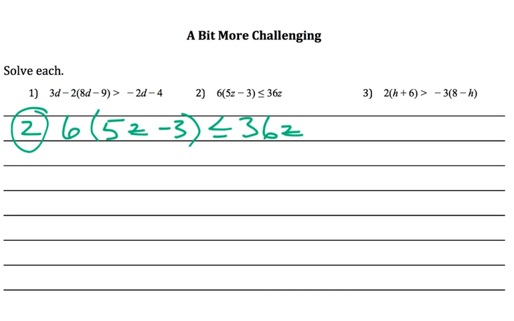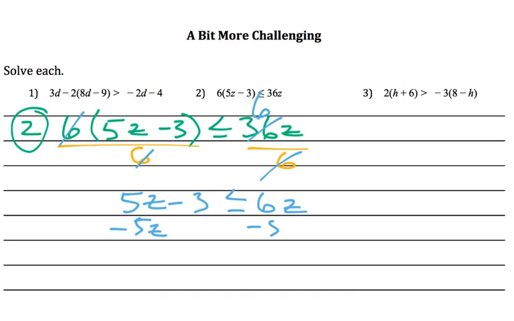6 times 5z minus 3. Well, remember how we distributed last time? Sometimes it's nice to avoid it. Is this whole right side able to be divided by 6? Well, I'm just going to put the whole thing over a fraction with the number 6. That means that this goes away, and I have a value of 6 here, and I'll get 5z minus 3 is less than or equal to 6z. I'll take 5z away from both sides, which gives me negative 3 is less than or equal to 1z. Or I can say z is greater than or equal to negative 3.